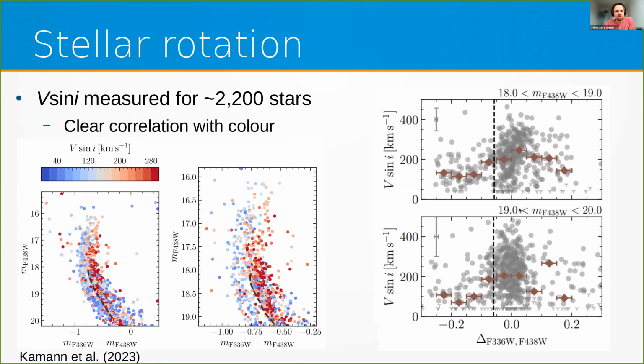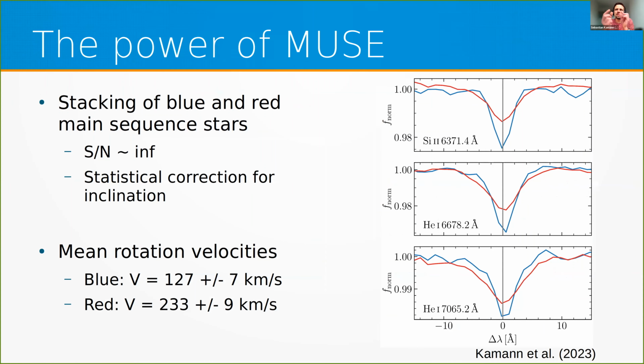But here actually MUSE provides us with a very powerful tool, because we can then actually take all of the spectra that we have on the blue and red main sequences and just stack them, which then gives us basically one combined spectrum with a more or less infinite signal to noise. And we also get kind of an automatic statistical correction for the inclination.